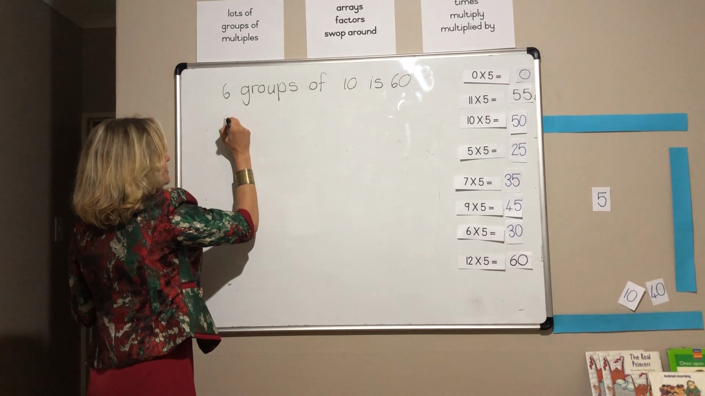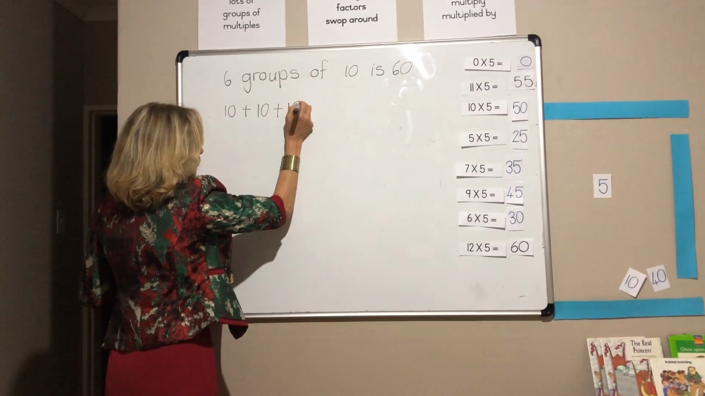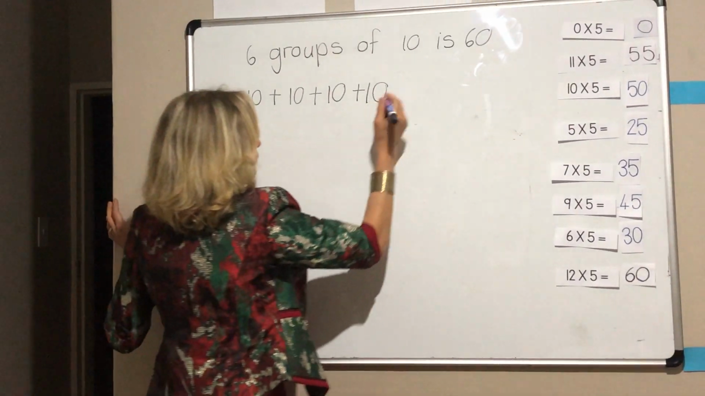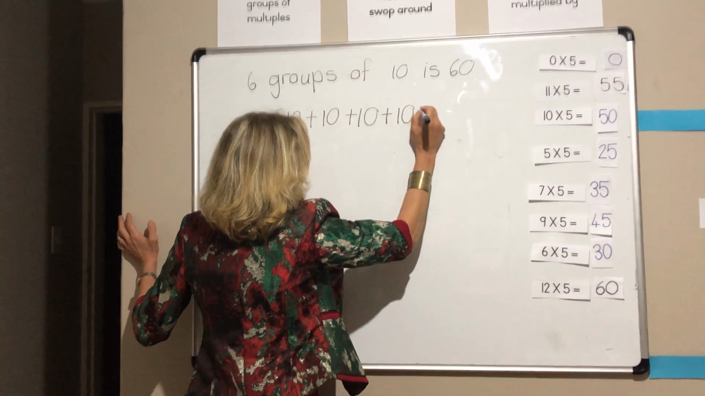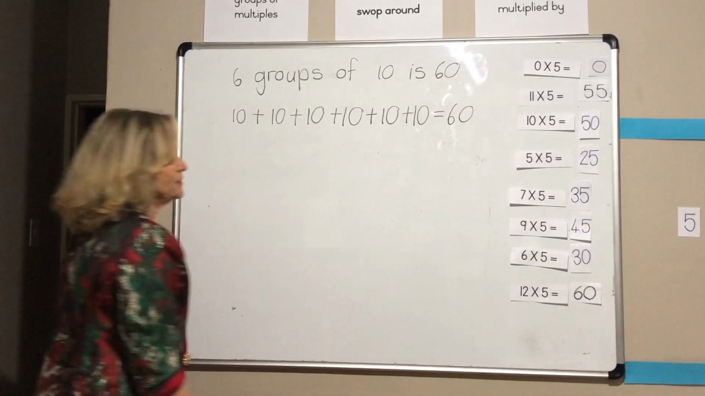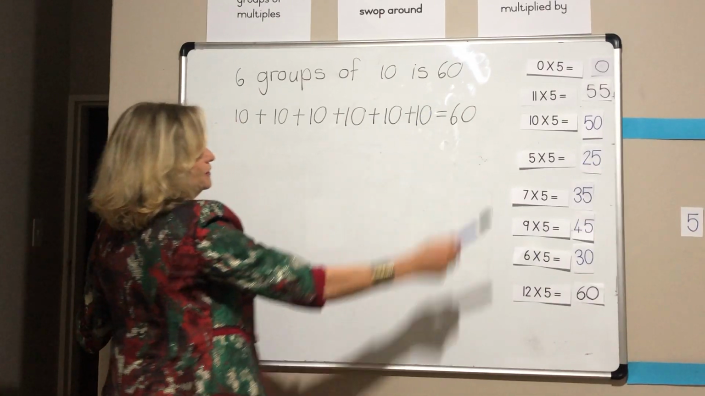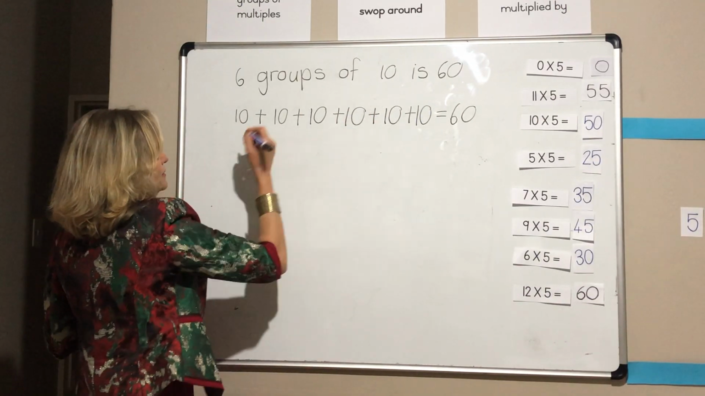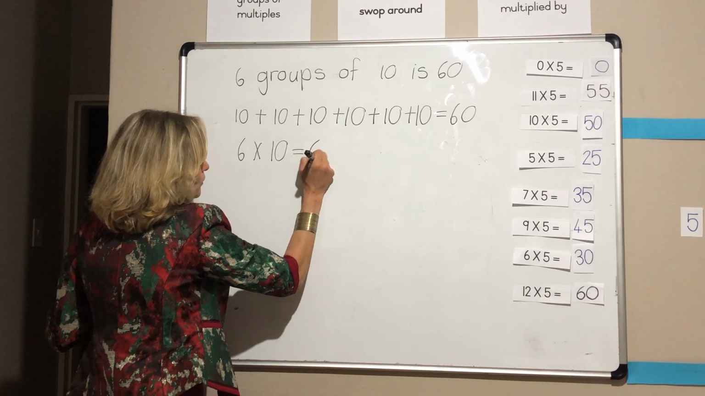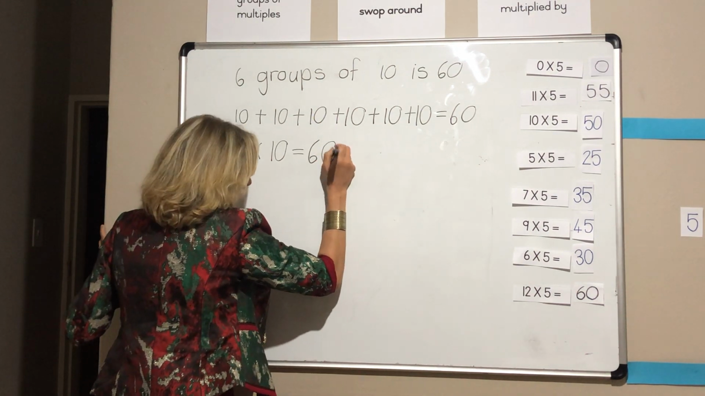Then it is 10 plus 10. Here's another boy with 10 toes. And another boy with 10 toes. And another boy with 10 toes. And another boy with 10 toes. And it equals 60 all in all. 10, 20, 30, 40, 50, 60. And that is the same as saying 6 times 10 equals 60.